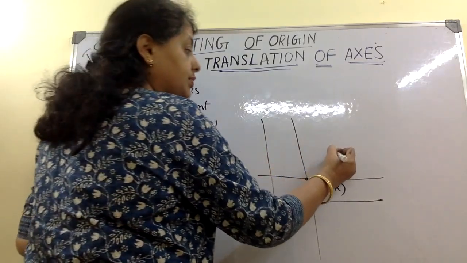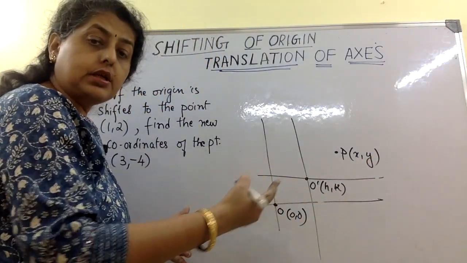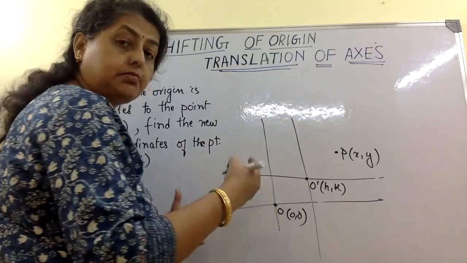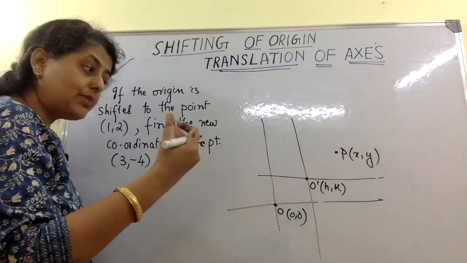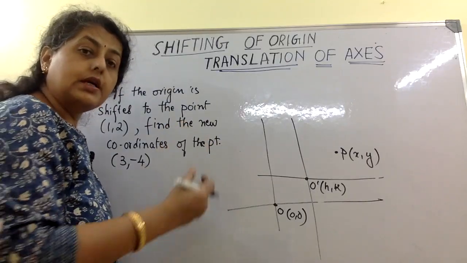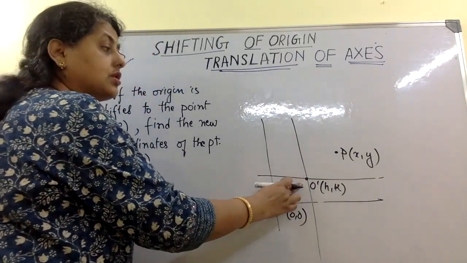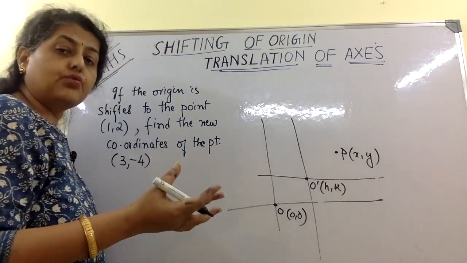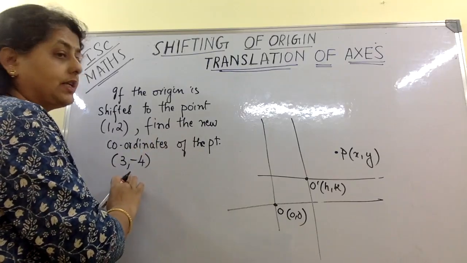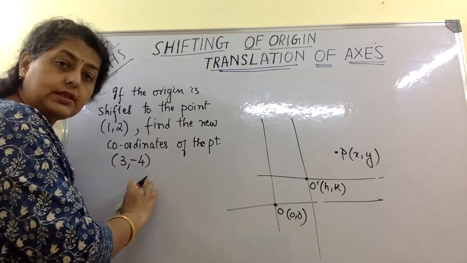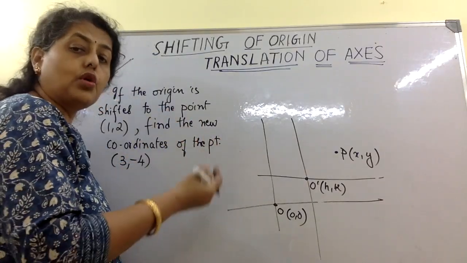Now there was a point P(x, y) here. What are my new coordinates with respect to this as the origin? Means if this becomes 0, 0, what are the values of this now? That is what we have to find. Like they are saying, find the new coordinates of the point. This is according to the original 0, 0, and now they want the coordinates according to the new origin O dash.